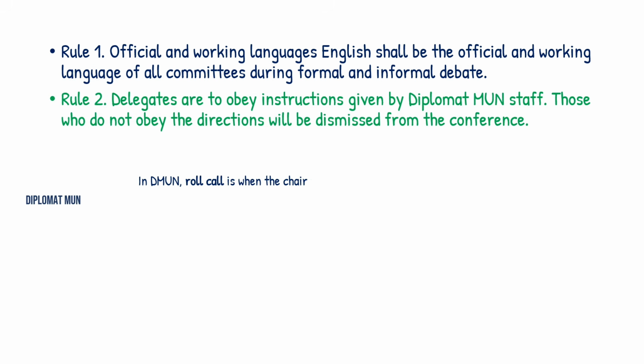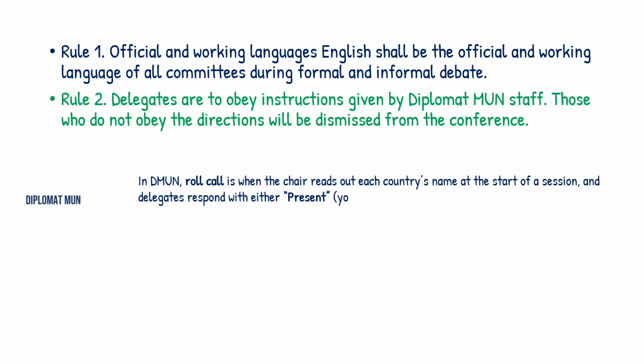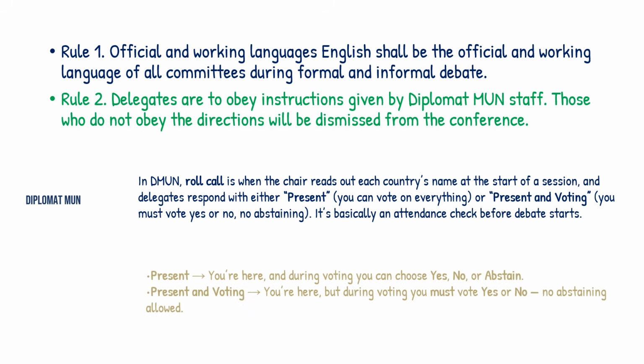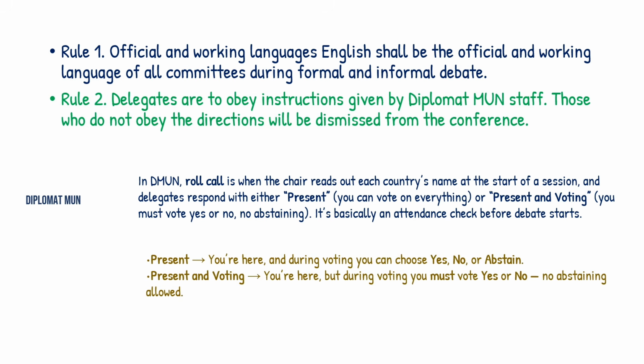Now, the first thing in order is the roll call. The roll call is when the chair reads out each country's name at the start of a session and the delegates respond with either "present," you can vote on everything, or "present and voting," you must vote yes or no, no abstaining. It's basically an attendance check before the debate starts.